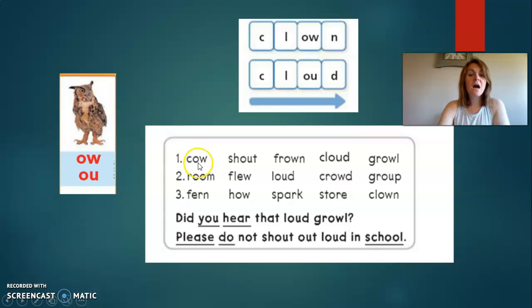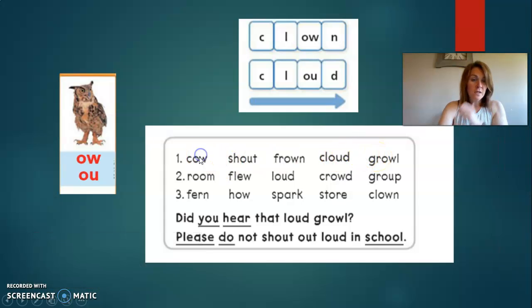K, ow, cow. Sh, out, shout. F, r, own, frown. Cloud, cloud. Owl, growl. Fast way. Cow, shout, frown, cloud, growl.